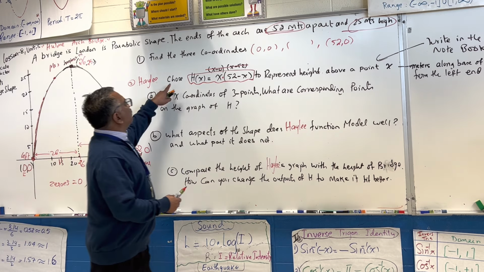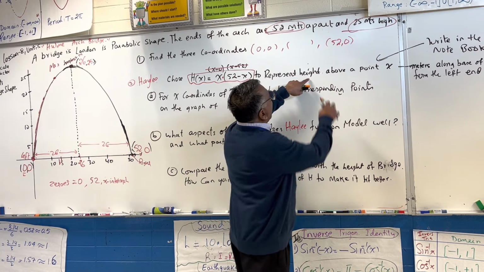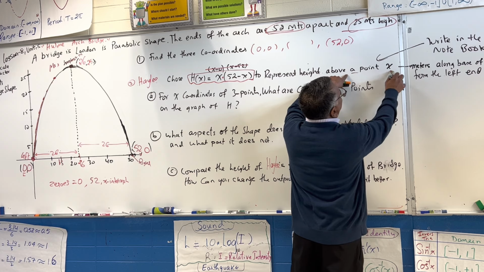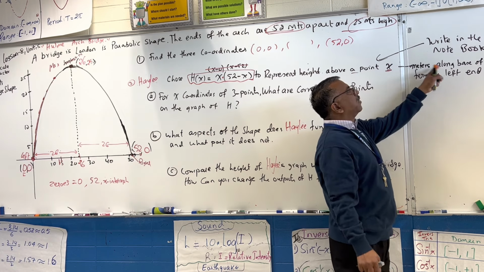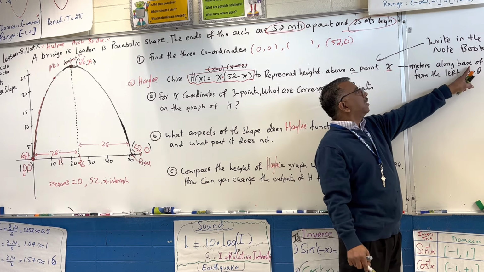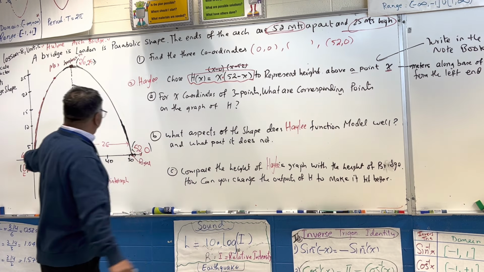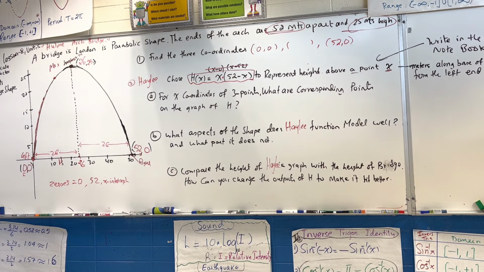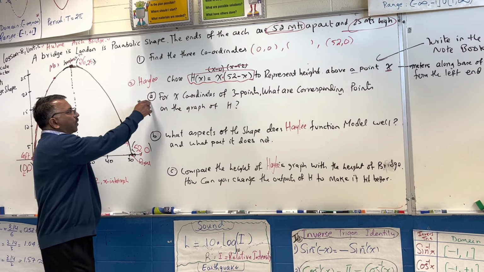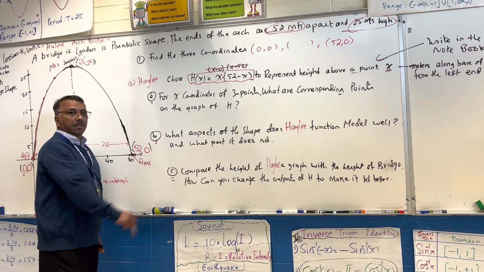So the question is, she chooses this to represent the height above a point x. And what does x mean? It is so many meters along the base of the arch. So the down is the base. This is the base from left to right. The first question is, so we have to answer 3 questions, 1, 2, and 3.